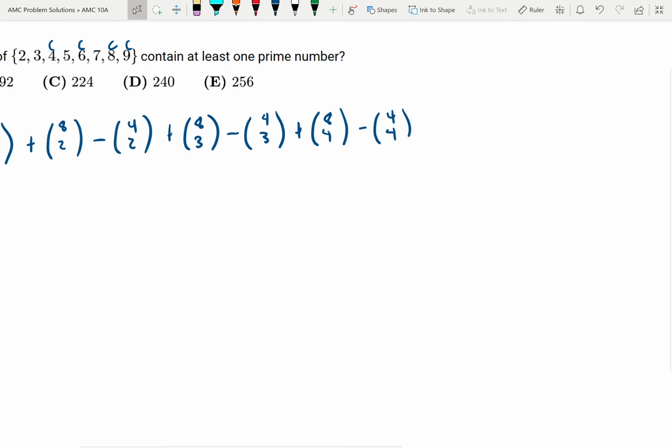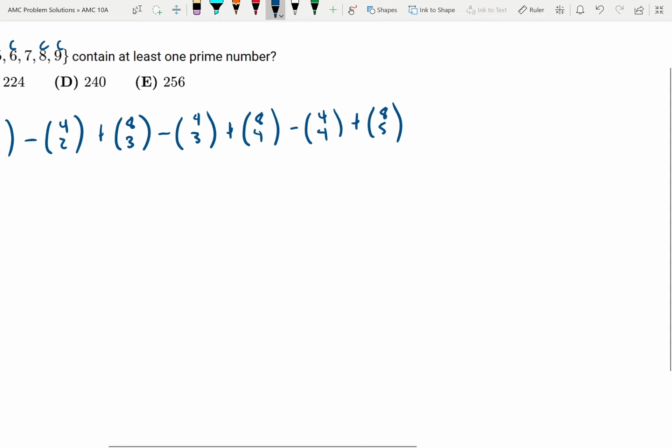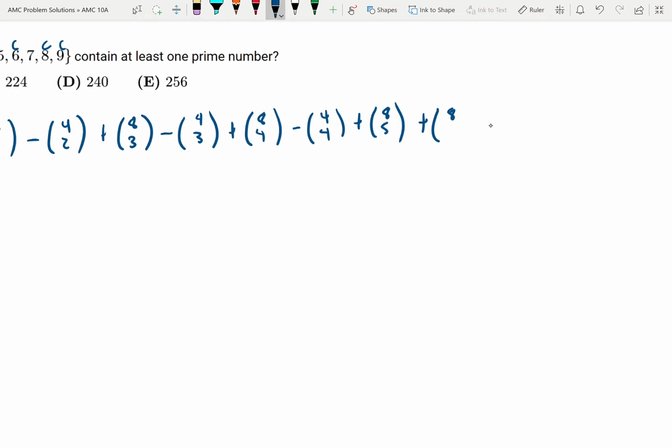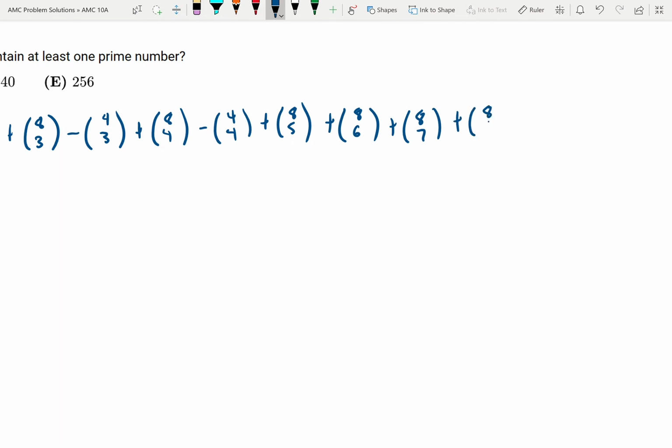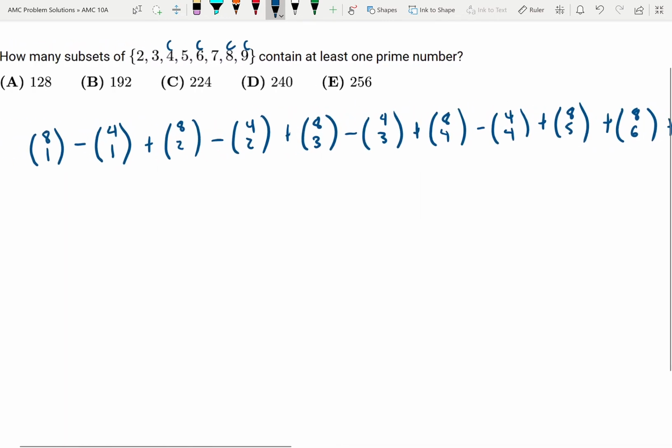And now when I get to 8, choose 5, that's going to guarantee that I have at least one prime number in that subset, because even if I use up all the composite numbers, I use 4, I then have to have a prime number in there. So 8, choose 5, subsets of size 5 will always have a prime number. And the same goes for subsets of size 6, 7, and of size 8. So doing this out will give us our answer.